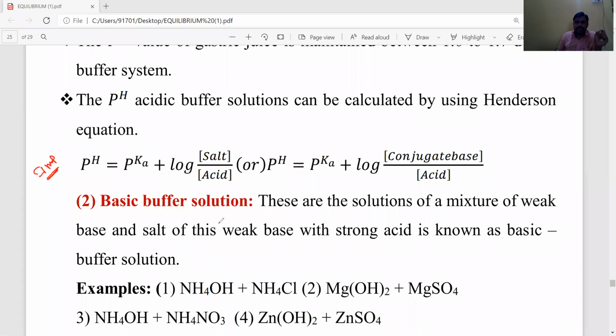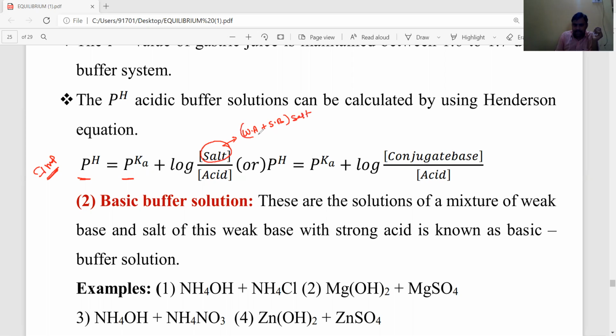So the pH of acidic buffer solutions, the formula is pH equals pKa plus log concentration of salt by acid. This is the salt. What kind of salt, dear students? The salt is a weak acid and strong base salt.